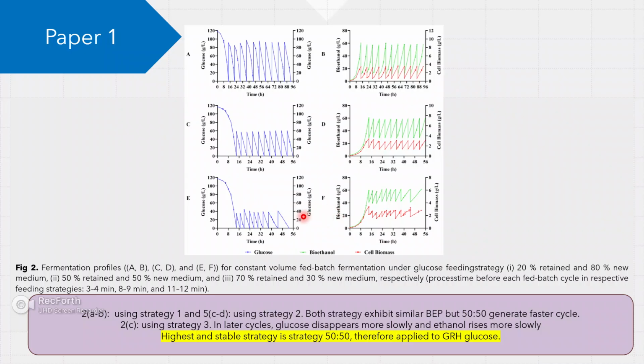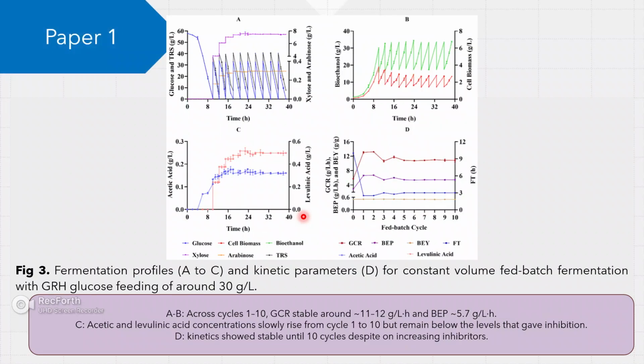It is clearly shown as depicted. So the highest and most stable strategy is the second strategy, which is 50% retained and 50% new medium. Therefore, it was applied to the glucose from GRH.